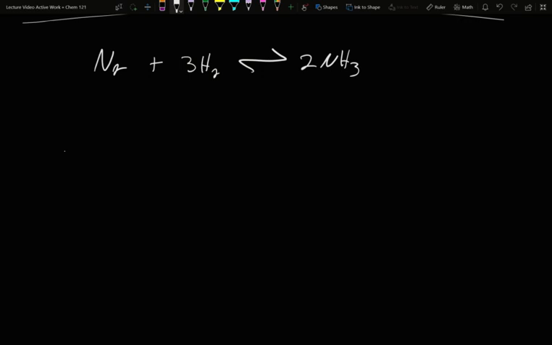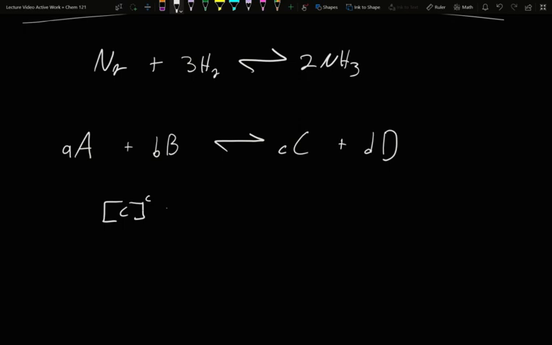When you have a generic reaction, so some chemical with a coefficient plus another chemical with a coefficient in equilibrium with some products, we can create what's called a mass action expression. The way this looks is our product to its coefficient times our product to its coefficient. So C to the c, D to the d, over our starting materials to their coefficients.